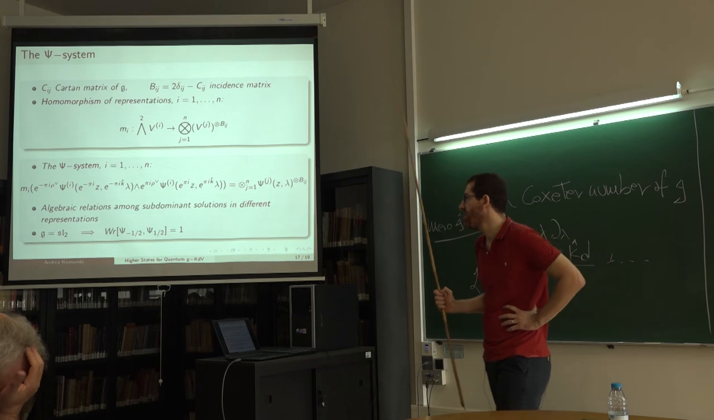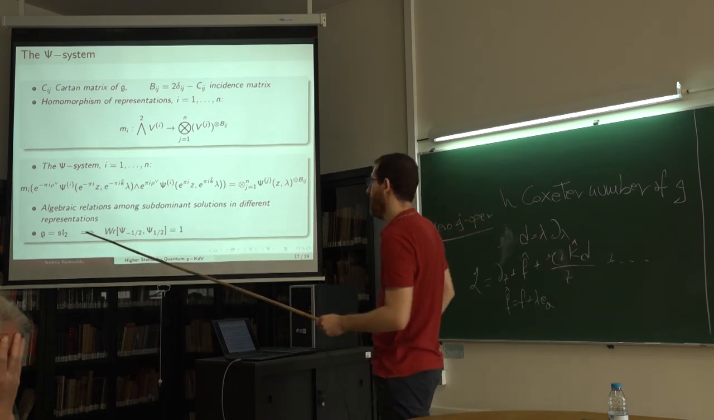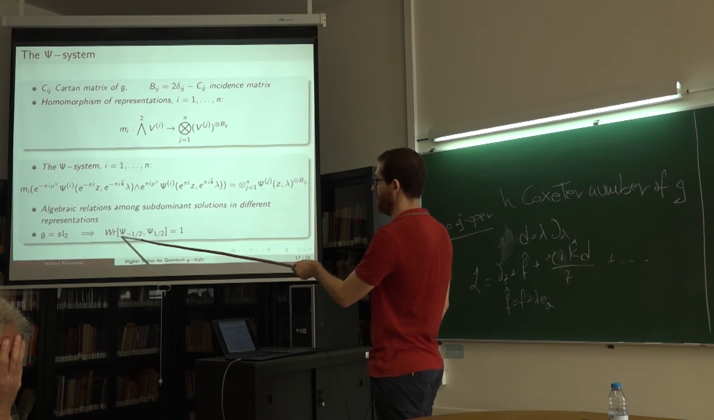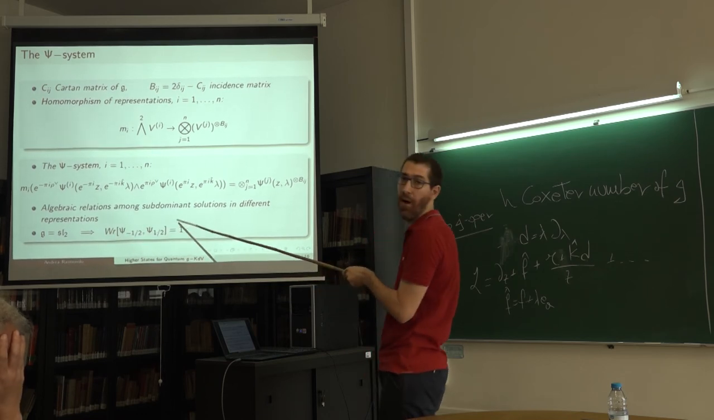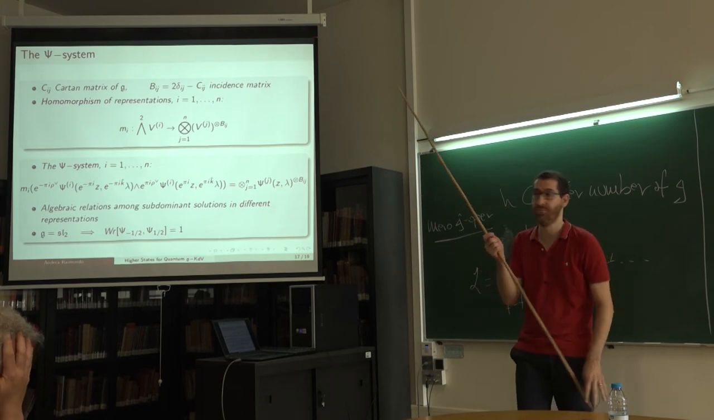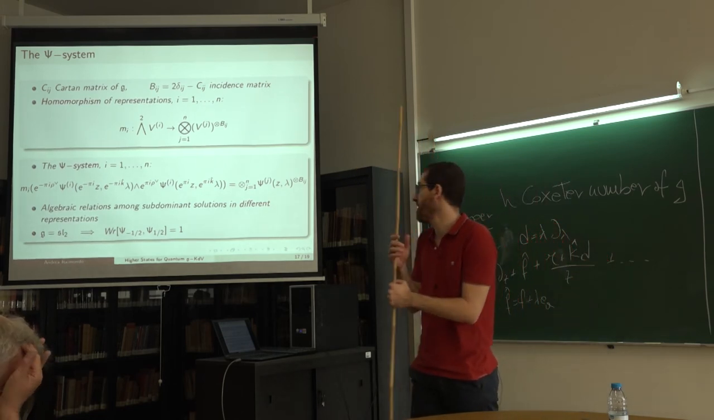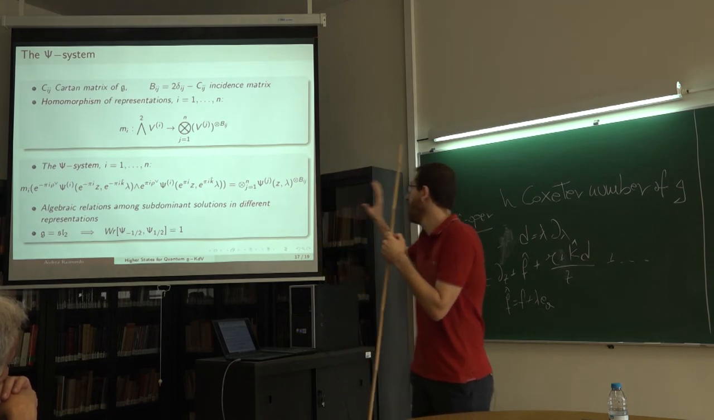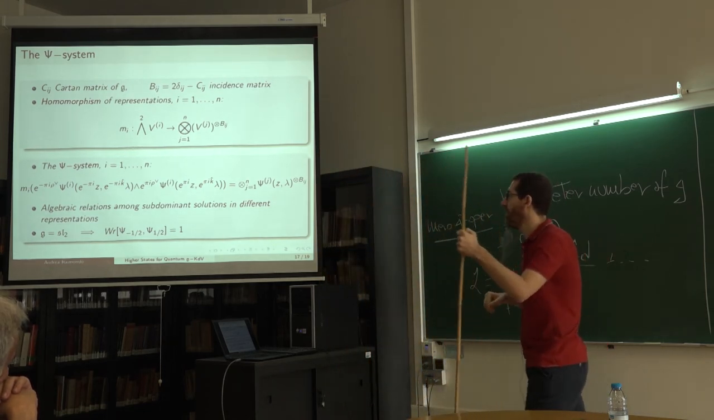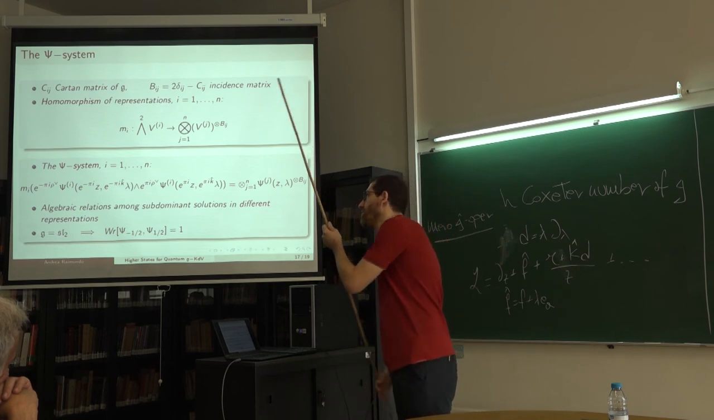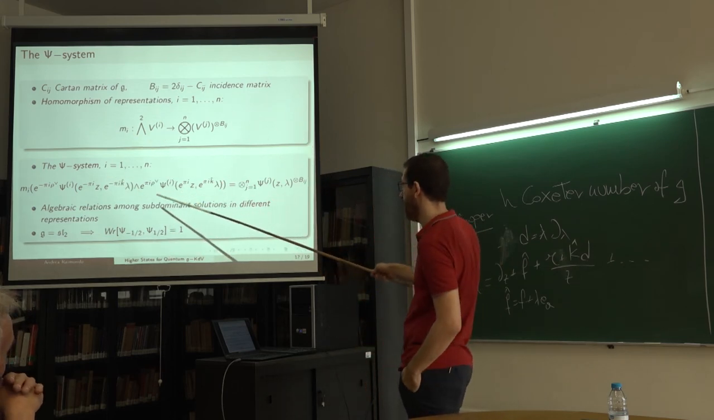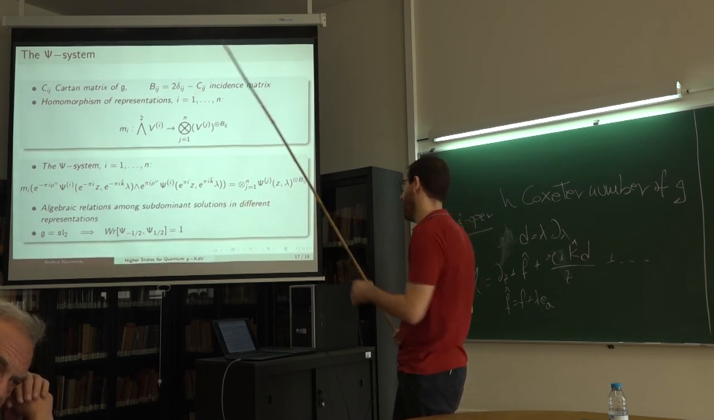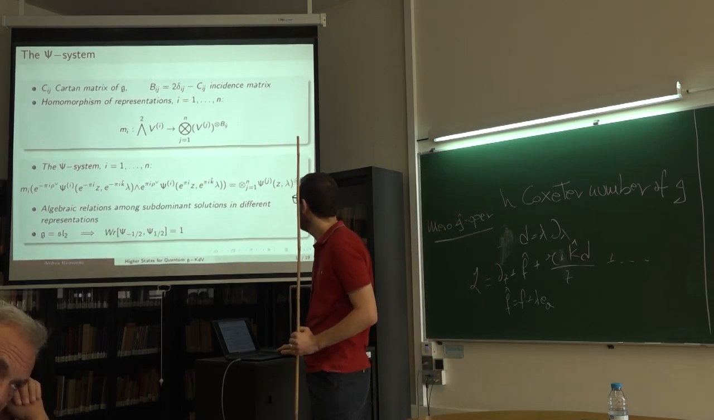And just to come back to the SL2 case, you just said that the Wronskian of the subdominant solution twisted is equal to 1. This is a generalization of the Wronskian equal to 1. So for us this is the main algebraic ingredient. We were able to find relations between these subdominant solutions. And from these relations, the functional relation for the Q will follow.